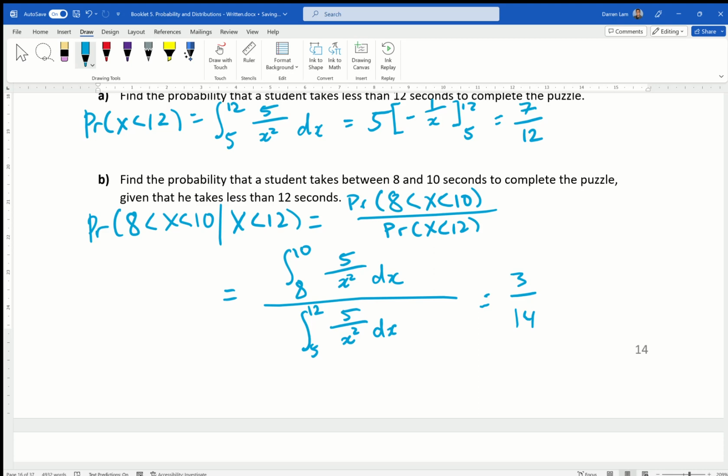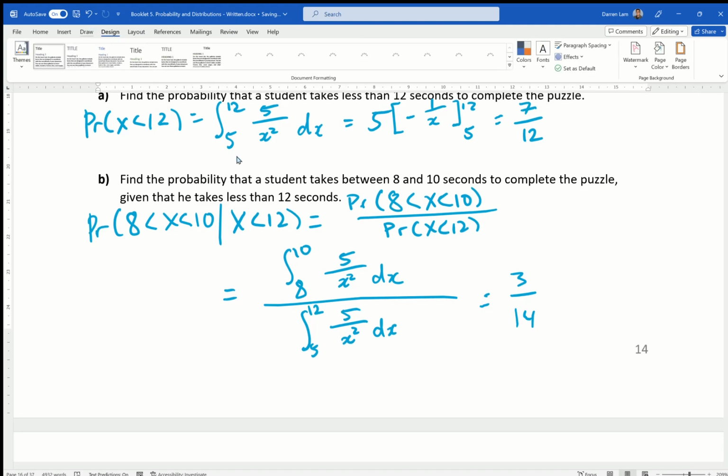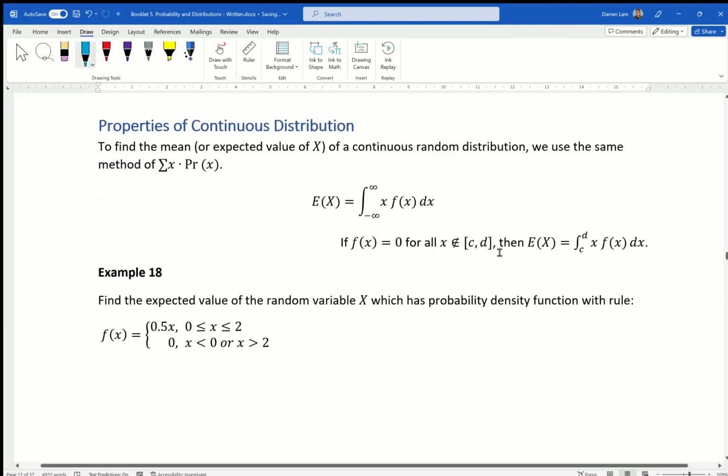Alright, last page. A couple of things I want you to write down at the top of the next page. Properties of the continuous distribution. To find the mean or expected value of X of a continuous random distribution, we use the same method as before, where E of X, the expected value of X, equals the integral from negative infinity to infinity of x times the function dx. That's pretty much the same formula as you had prior.